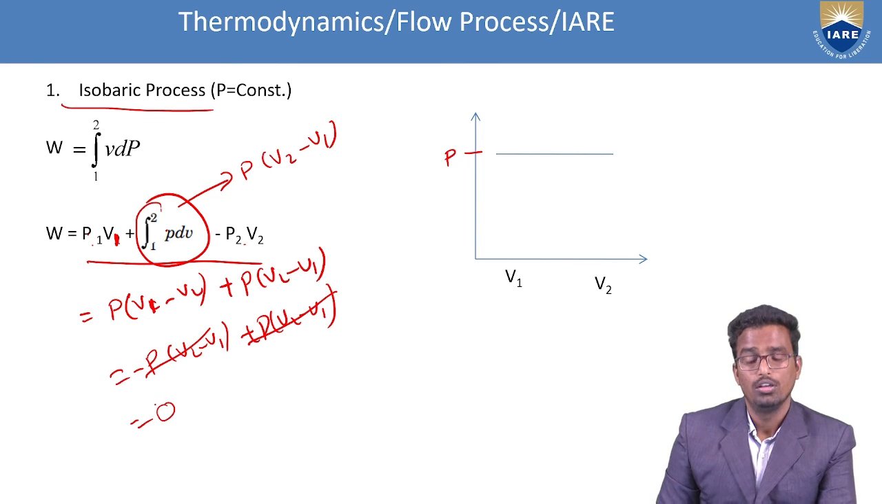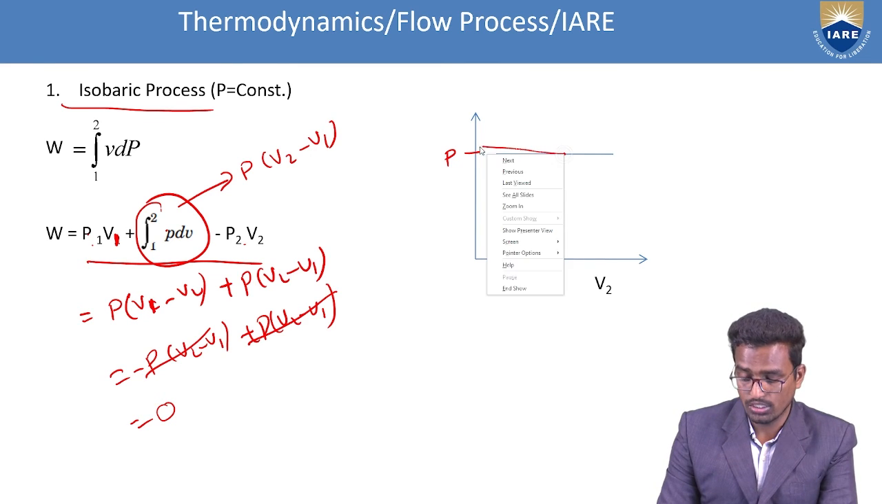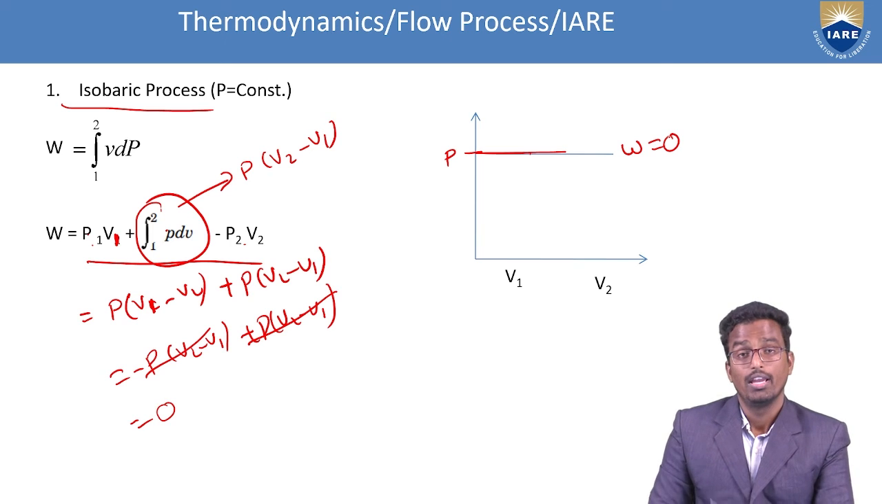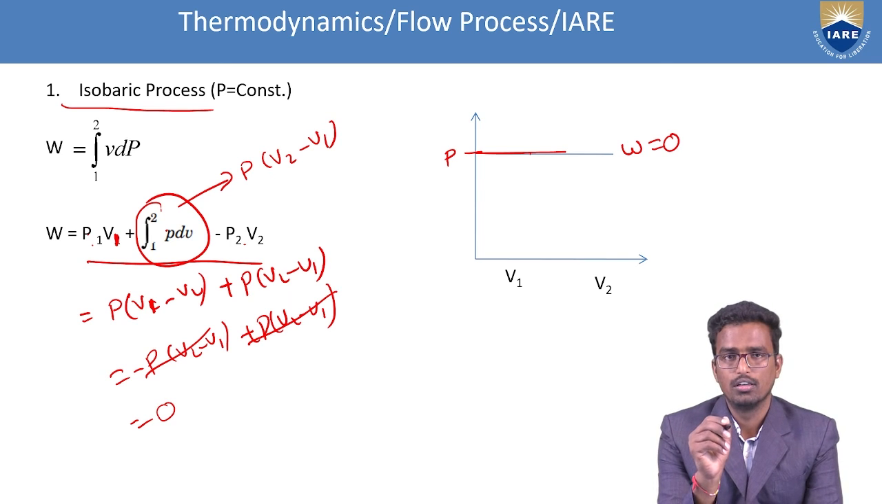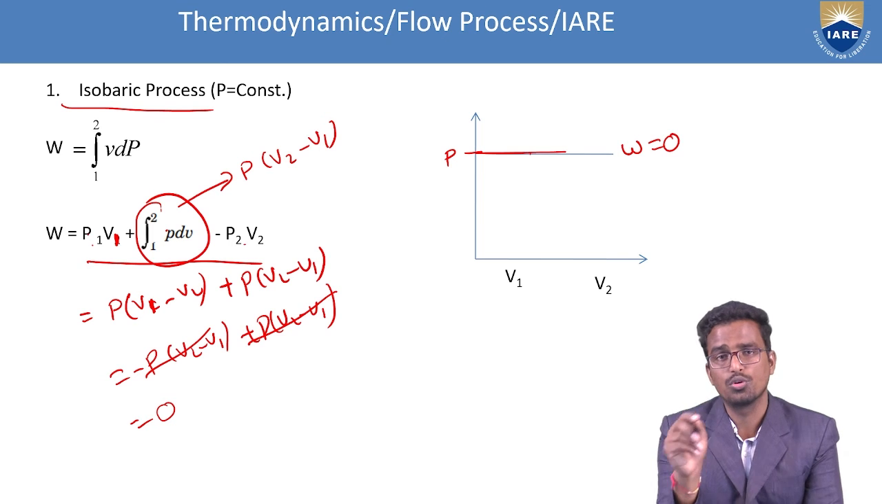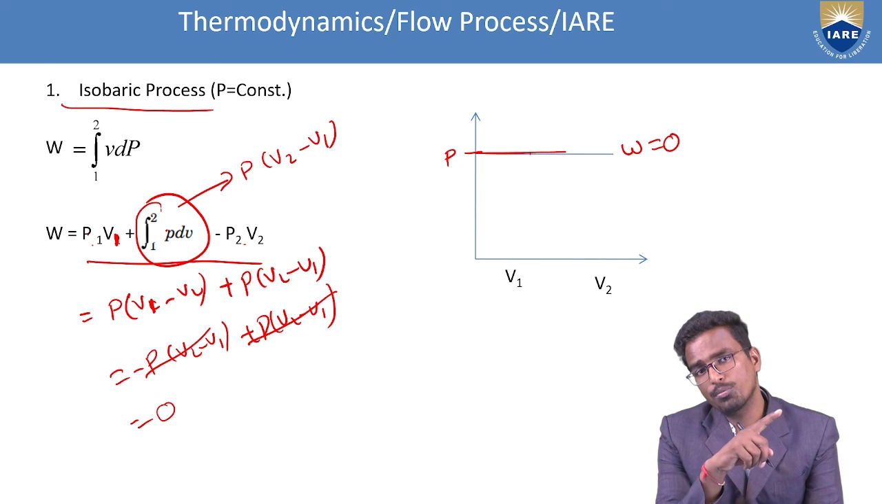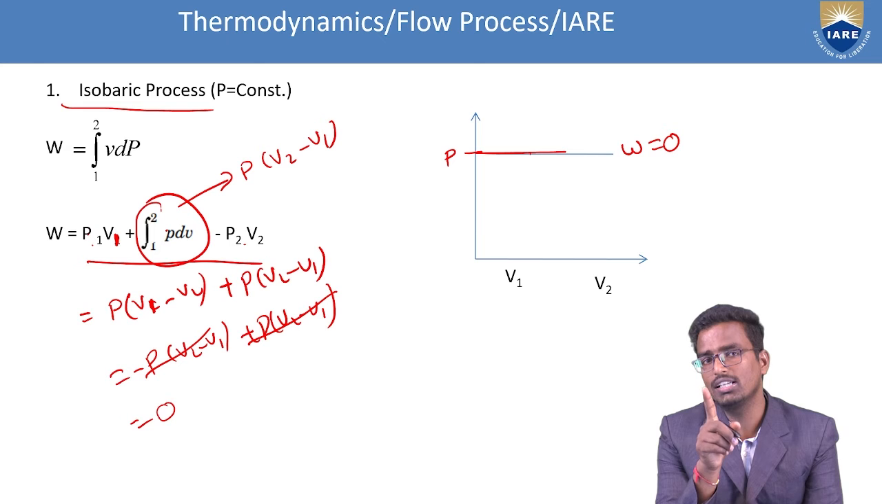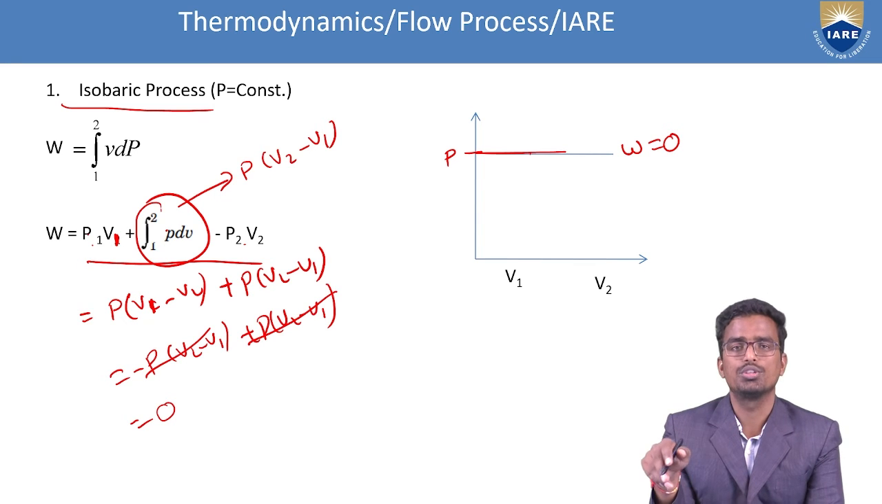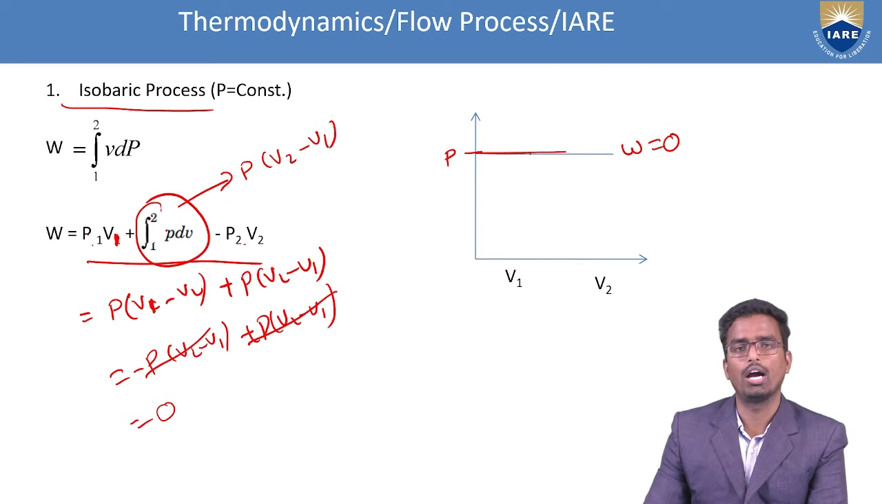0. And from the graph also, the area to the left of this graph, do you have any area? No, there is no area you can find. So from the graph also you can say that the work is 0. In a flow process, the work done under an isobaric process is 0. In a non-flow process, the work done under an isochoric process is 0, but in a flow process, the work done under an isobaric process is equal to 0. This you have to understand.